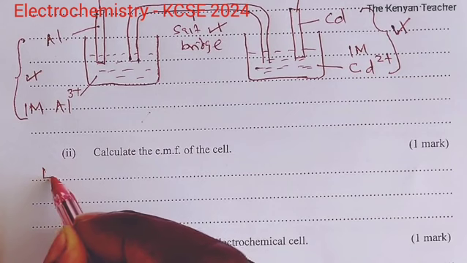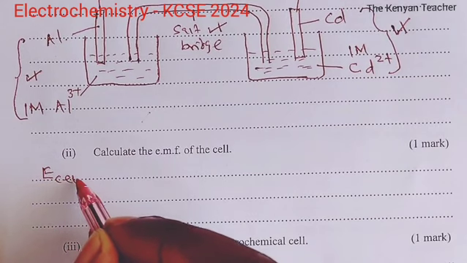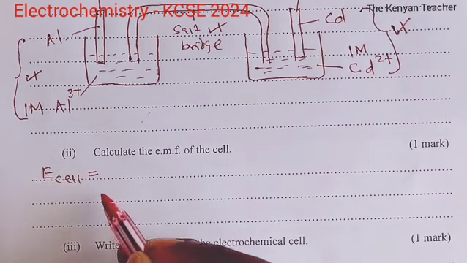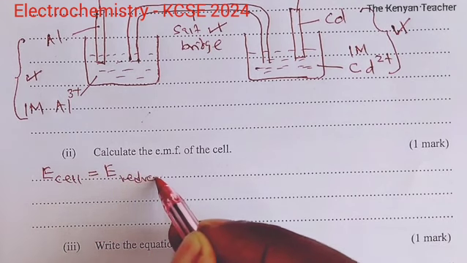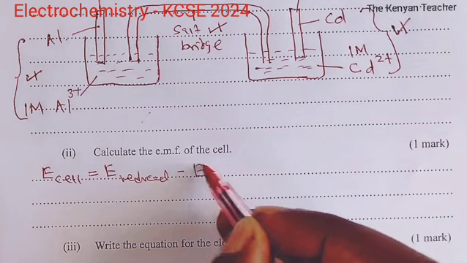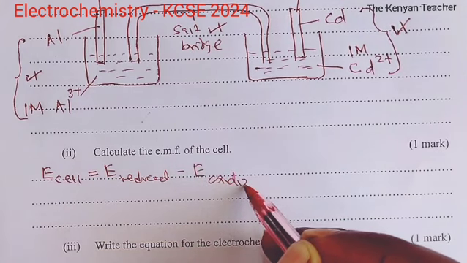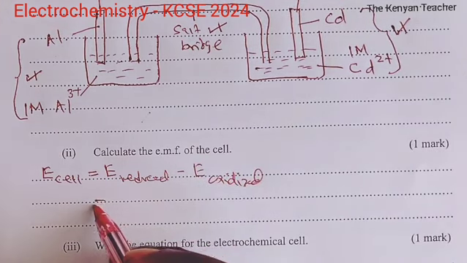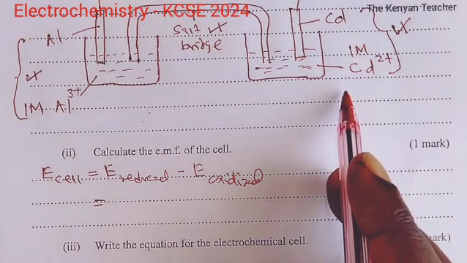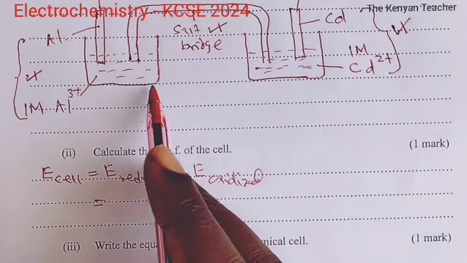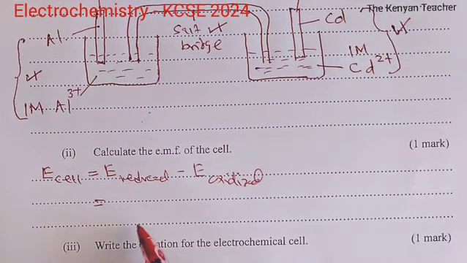And here, for our candidates, we say there is a formula. The EMF of a cell is given by the E naught of the reduced half cell minus E naught of the oxidized half cell. We've agreed that cadmium is going to be reduced. That's why it's on the right hand side. Aluminium is going to be oxidized.